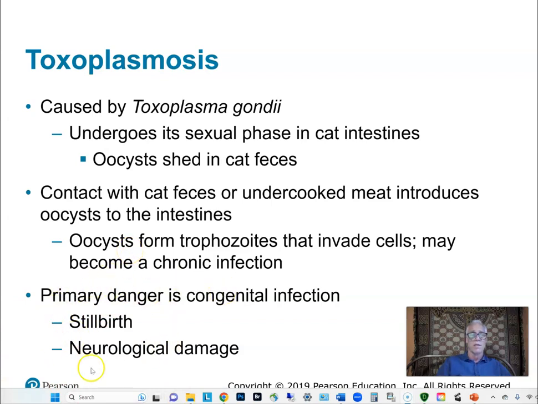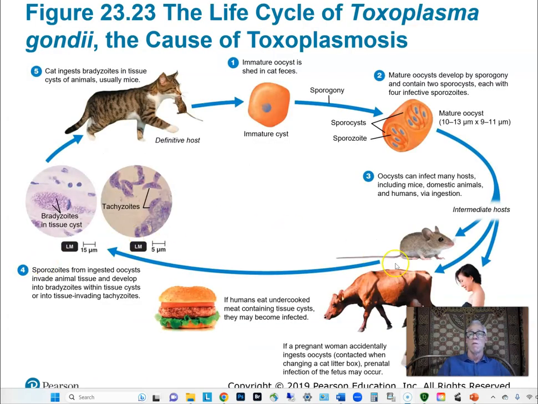But the fact is, pregnant women should stay away from sources of toxoplasma, such as cat litter boxes and so forth. And this just shows the life cycle. Cat eats mouse, the cysts, the bradyzoites, are in the tissues, and the cat gets it. The sexual phase of reproduction takes place. Oocysts are shed in the feces.